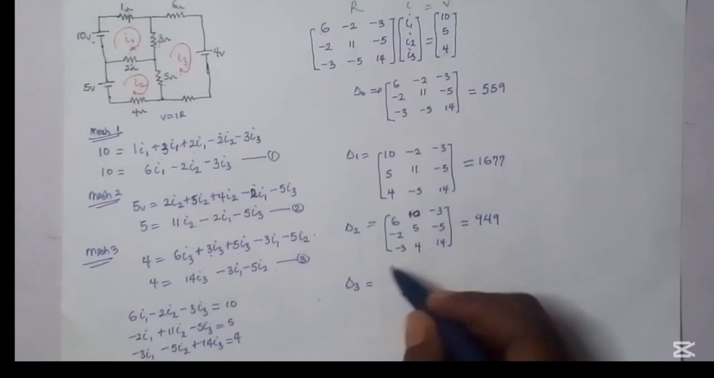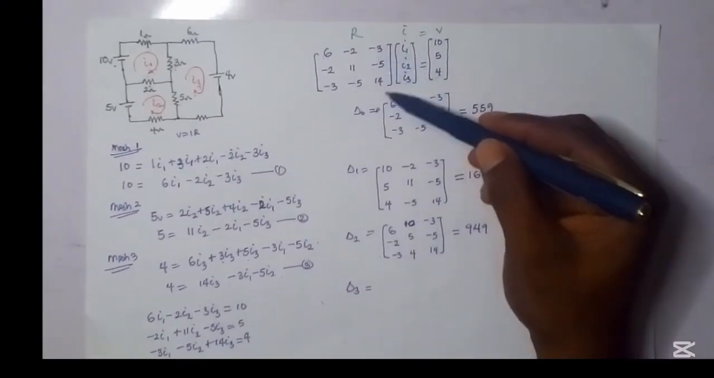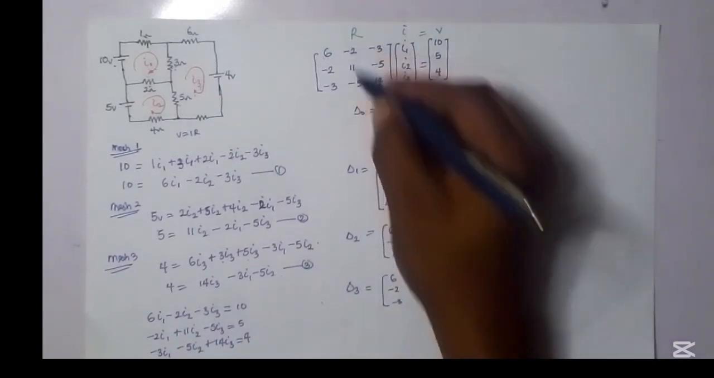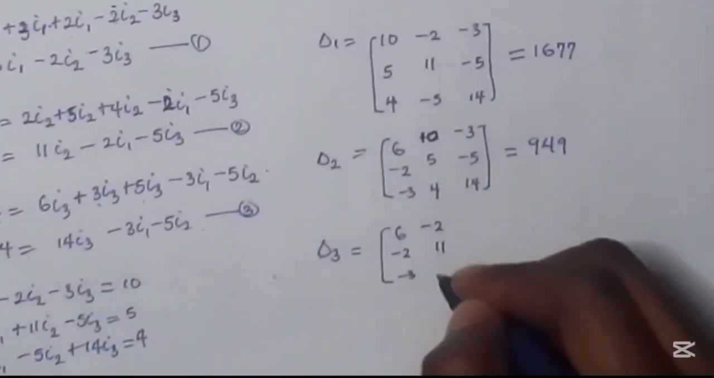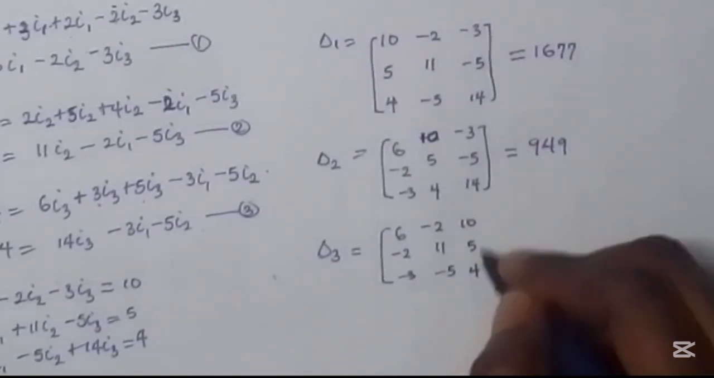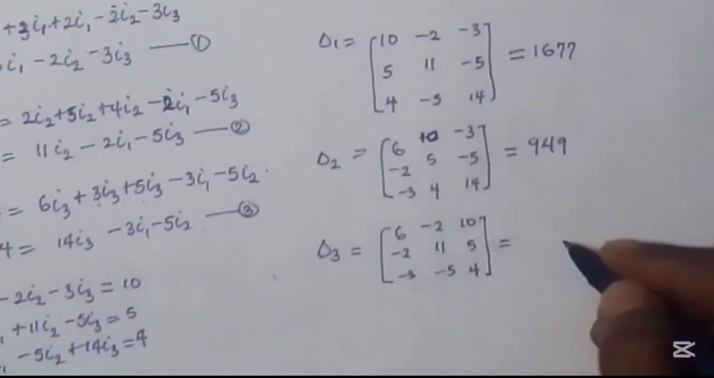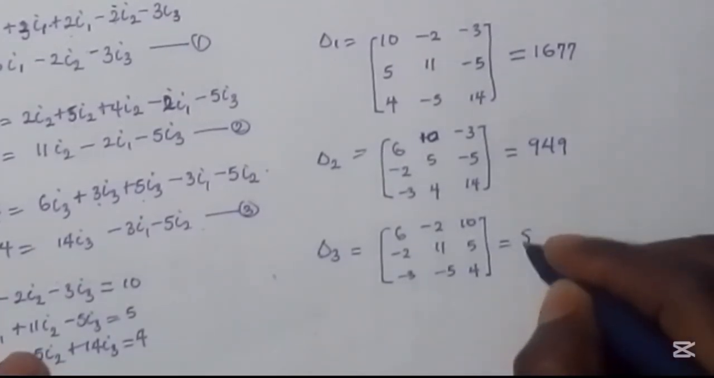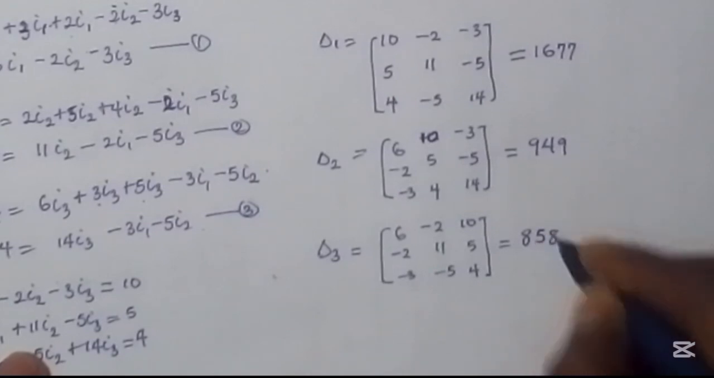Again, I'm going to get that of delta 3. Here I'm replacing the last column with the values of voltage. So what we have here is 6, minus 2, minus 3; minus 2, 11, minus 5; then we have 10, 5, and 4. Next, I just use my calculator to get the value, and my value will now be 858.